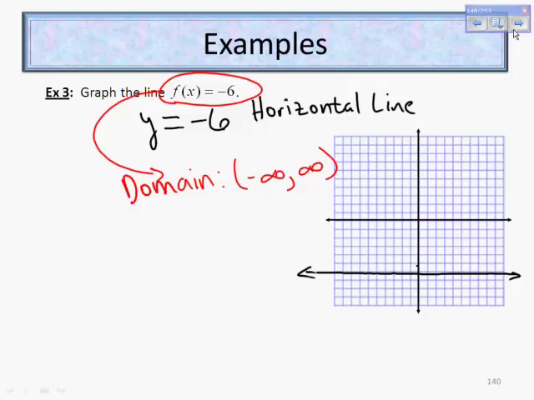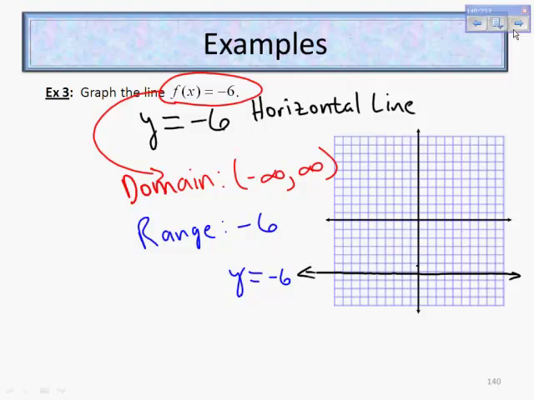Now, if I look at my range, this one is different from the last one. Even though this is the equation of a line, it is a specific type of line. If I'm on this line, my y value never changes, and that's what range represents, your y values. So my y values stay constant at -6. In this case, my range is just one value, the value that we set up in our equation, which is -6. So my range is one single point.